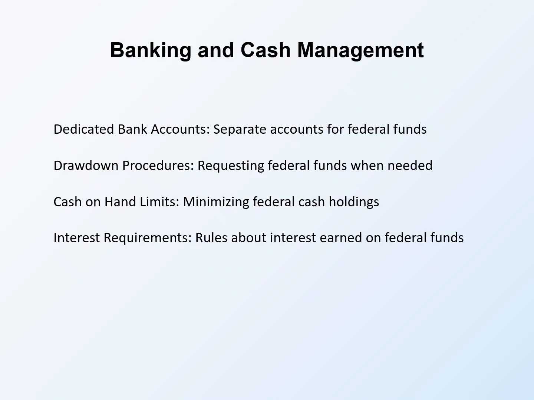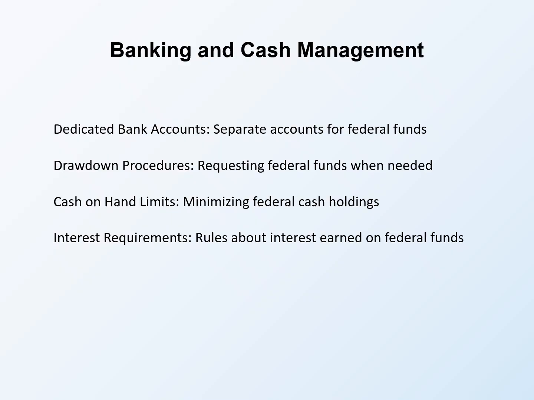Drawdown procedures govern how you request federal funds. Most federal grants use payment management systems where you request reimbursement for expenditures or advances for anticipated needs. Understanding your specific drawdown system and following proper procedures ensures timely access to funds.